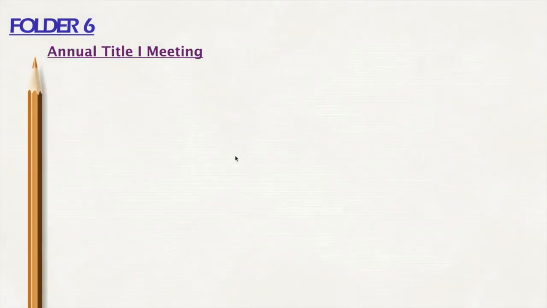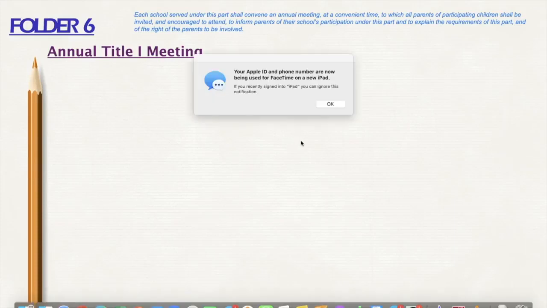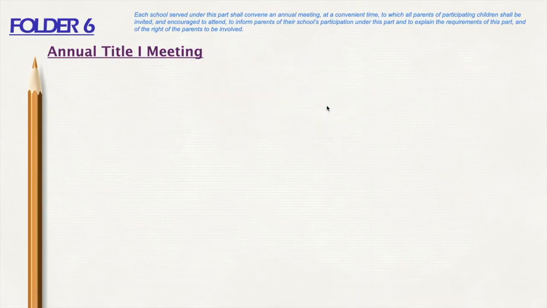Right, folder 6, annual Title I meeting. This is a federal requirement if you receive federal Title I funds, and this is what we have to do. Each school served under this part shall convene an annual meeting at a convenient time to which all parents of participating children shall be invited and encouraged to attend, to inform parents of their school's participation under this part and to explain the requirements of this part and the right of the parents to be involved.